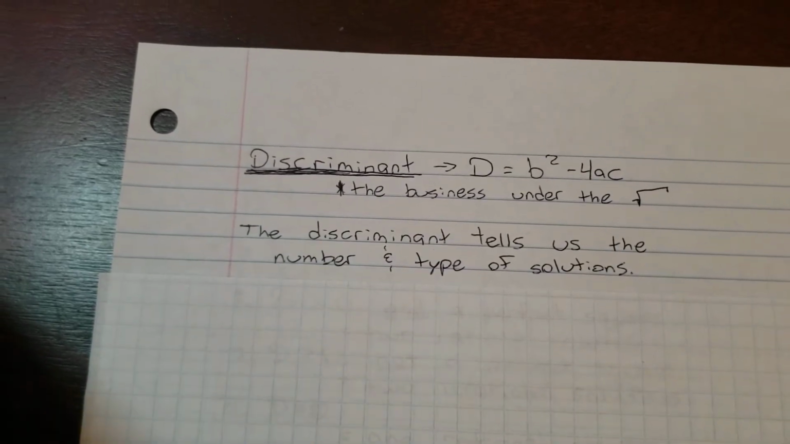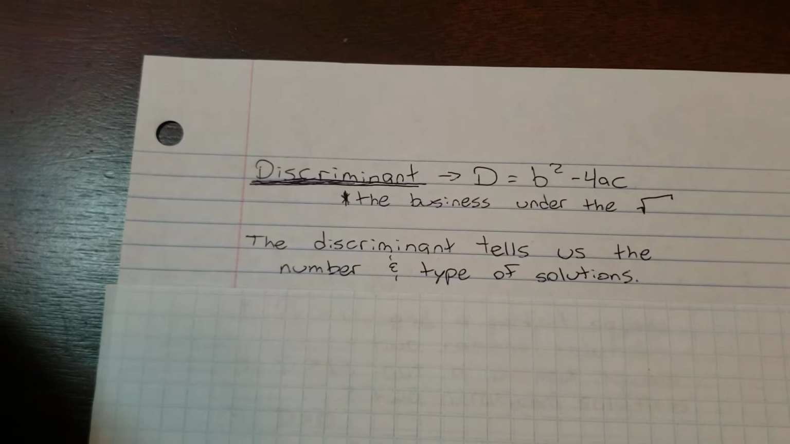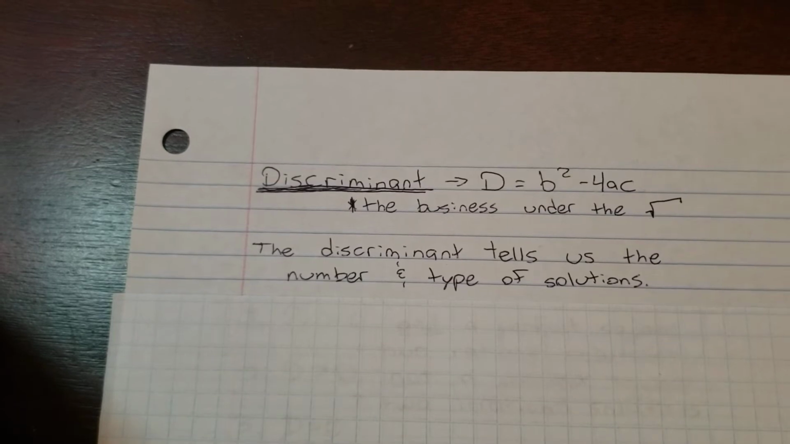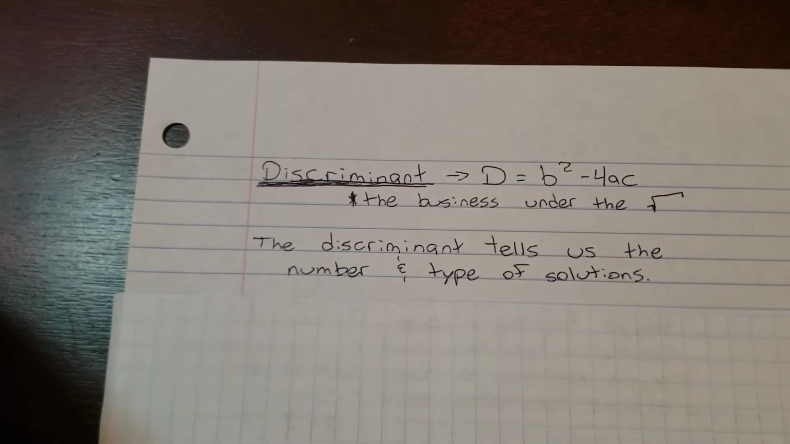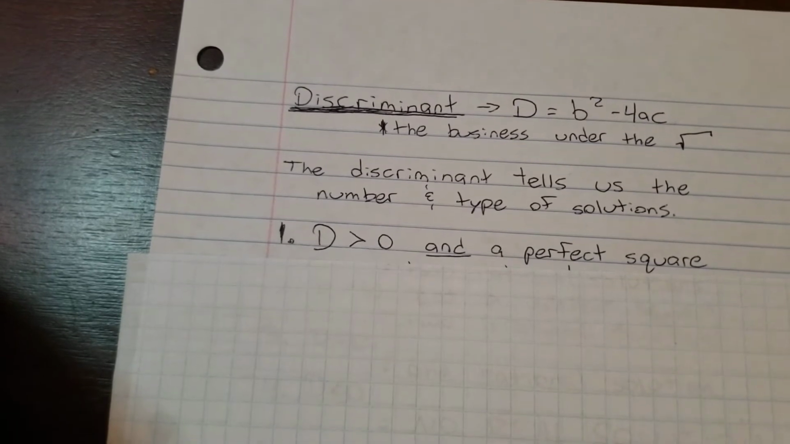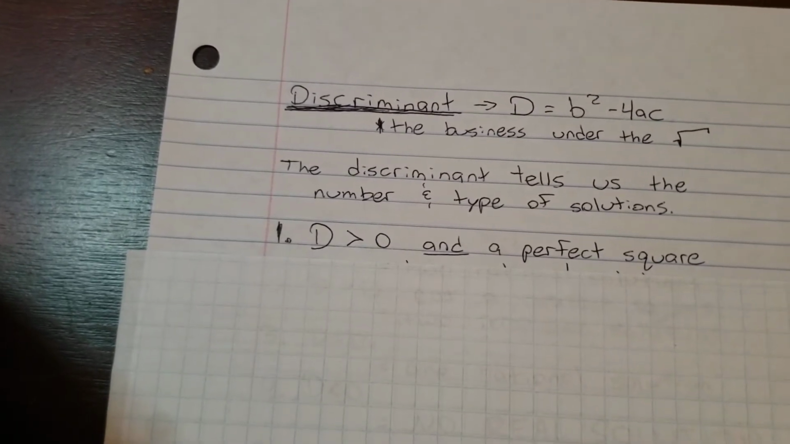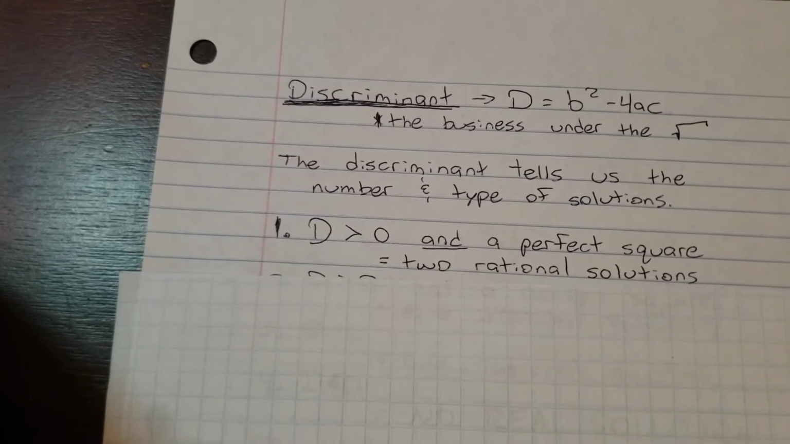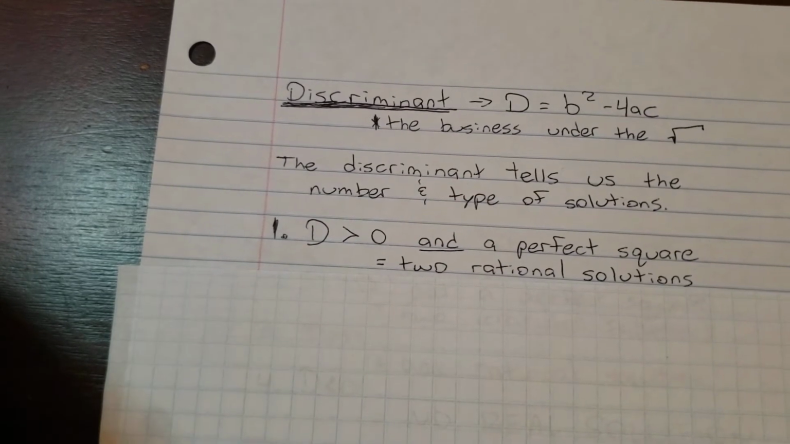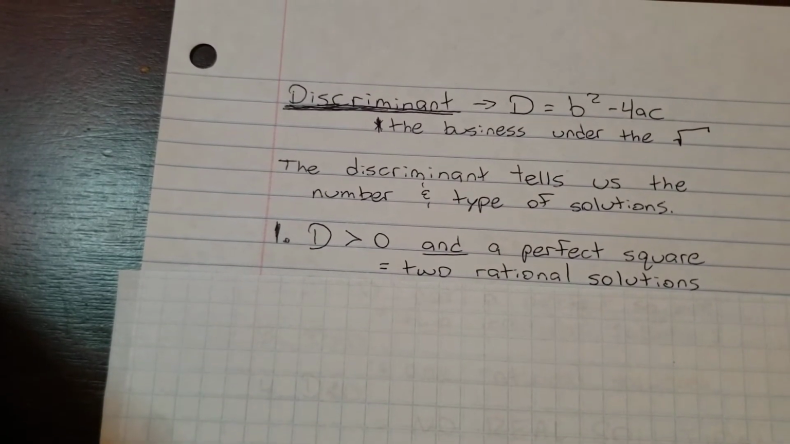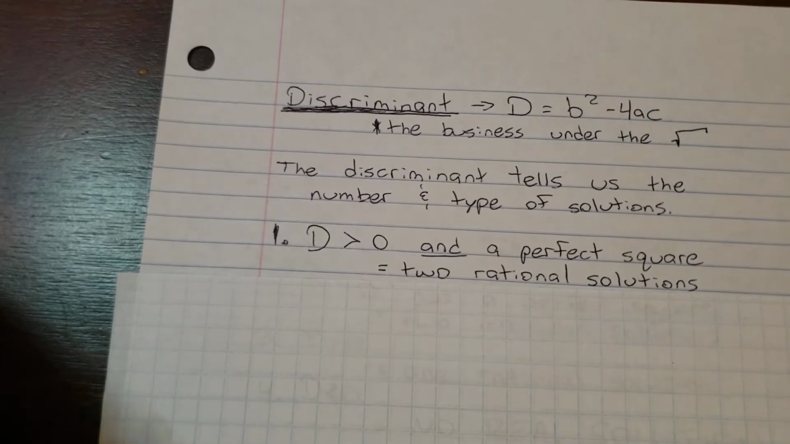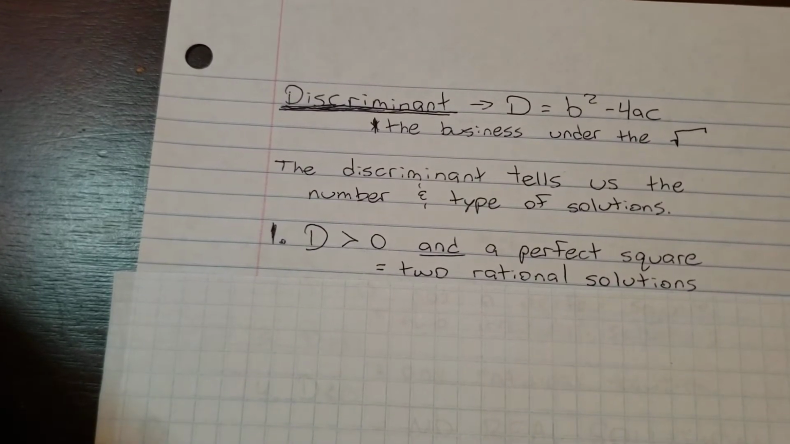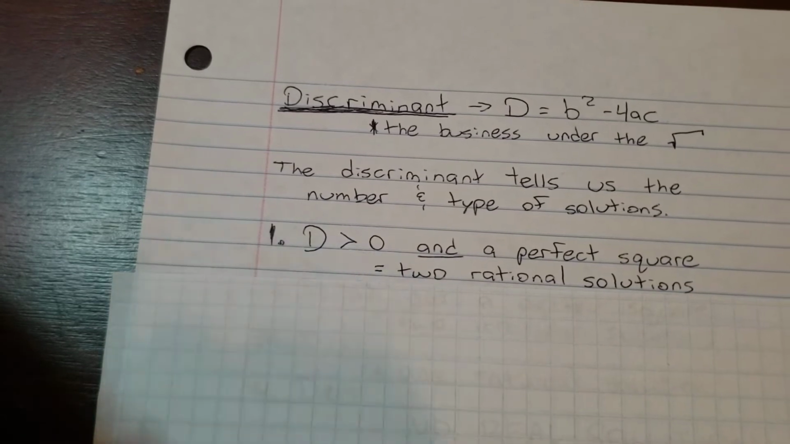I think there's 4 different scenarios. So if our discriminant is greater than 0 and it is a perfect square, like 49 or 121, then we're going to have 2 rational solutions. Our 2 zeros are going to be integers, counting numbers. I have some examples down below. This is the first scenario.